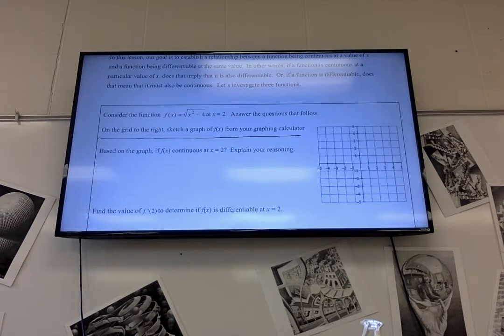Now it looks like it doesn't touch the x-axis there. It skips it, but it does. Why? Because if you plug in 2 here, 2 squared is 4. 4 minus 4 is 0, and you can take the square root of 0. So it actually does touch right here and right here. It doesn't look like it does because there's just not a pixel that happens to be right there.